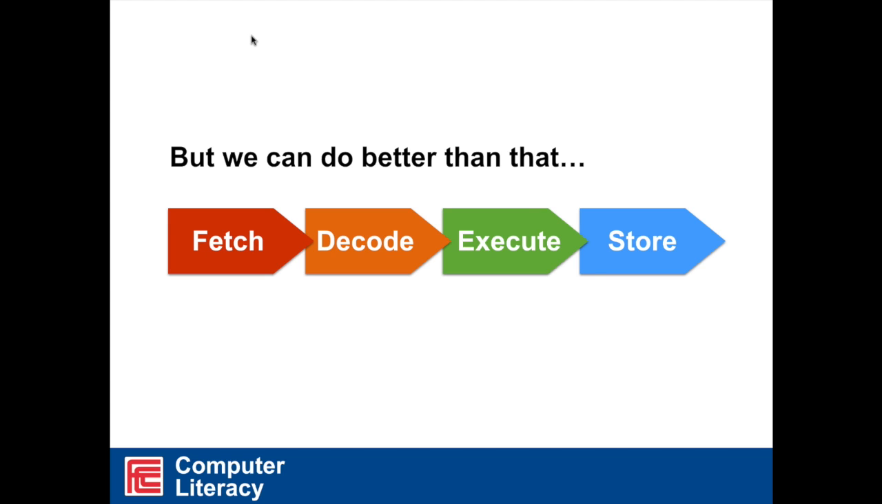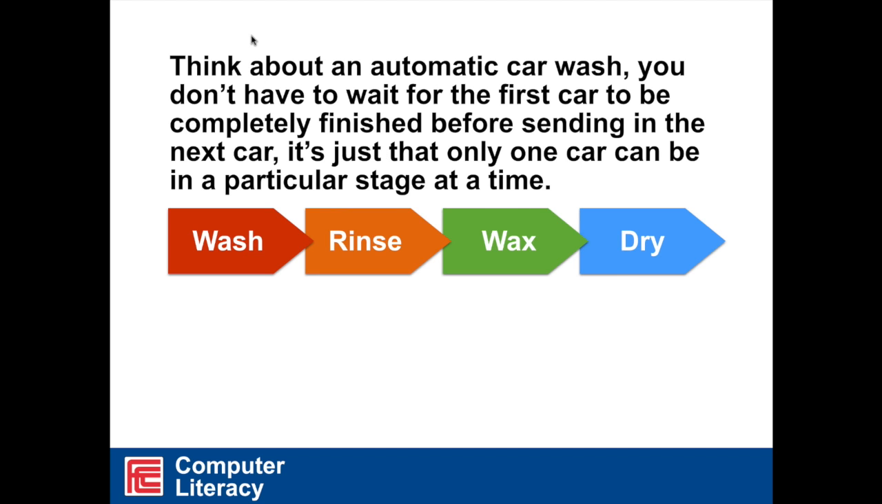And processors for a long time have done this. It's a process called pipelining. If you think about pipelining, an analogy would be to think about an automatic car wash. When you go to the car wash, you don't actually have to wait for the first car to be completely finished and out of the car wash before sending in the next car. The only limitation really is that you can only have one car at a stage at a time.